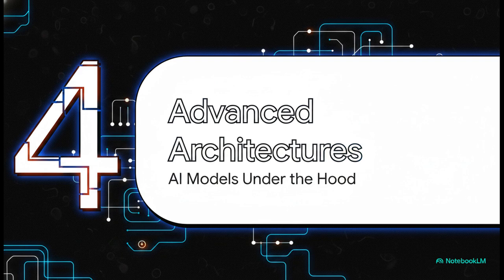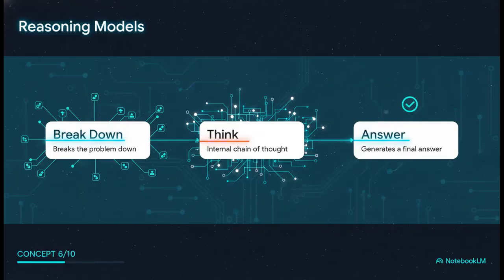All right, Section 4. Let's look under the hood at advanced AI architectures. What's actually powering these autonomous, tool-wielding agents? Concept 6, reasoning models. Your standard LLMs respond instantly, just spitting out tokens, one after another. But reasoning models, like OpenAI's O-Series or DeepSeek, use reinforcement learning to literally think step by step. They break the problem down, generate an internal chain of thought, and work through all the logic before they give you an answer. When you use an AI and it pauses and says, "thinking," you're watching that internal loop happen in real time.